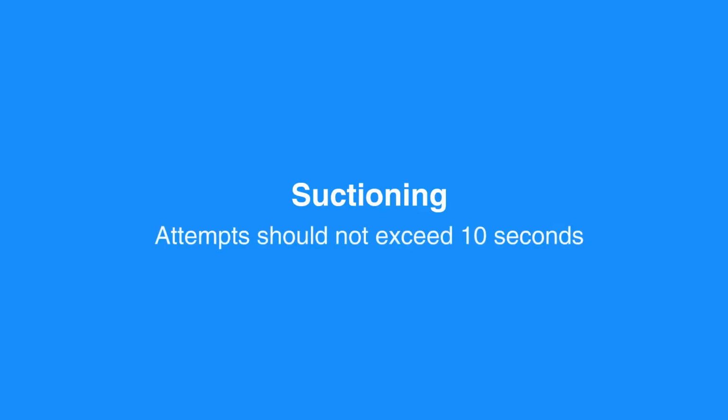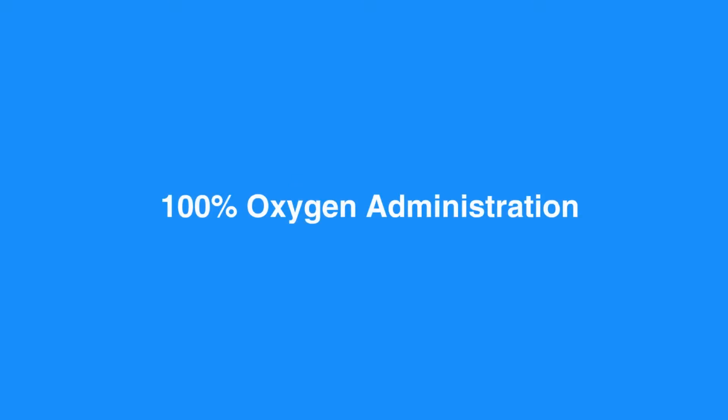Suctioning is an essential component of maintaining a patent airway. Providers should suction the airway immediately if there are copious secretions, blood, or vomit. Attempts at suctioning should not exceed 10 seconds. To avoid hypoxemia, follow suctioning attempts with a short period of 100% oxygen administration.